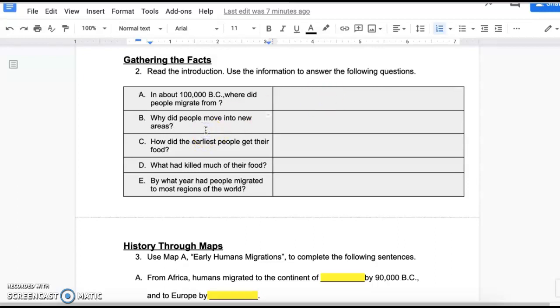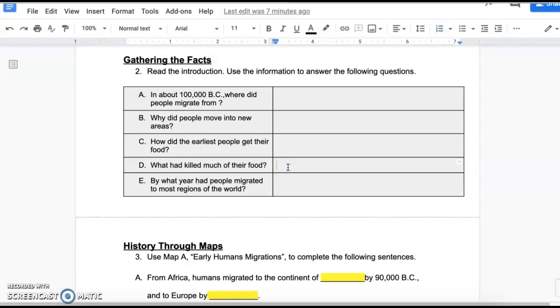Letter B. Why did people move into new areas? And type your answer over here. Letter C. How did the earliest people get their food? Type your answer over here.